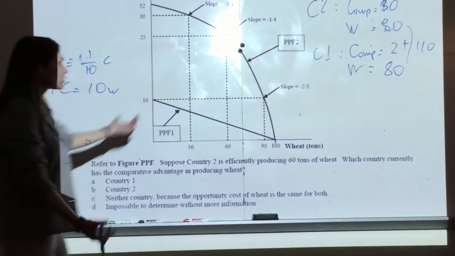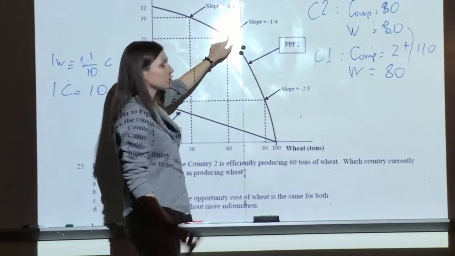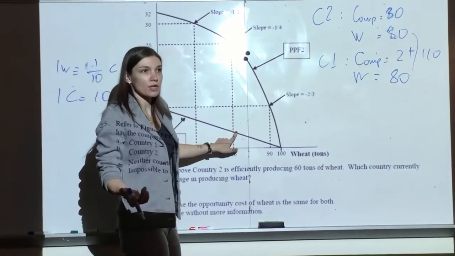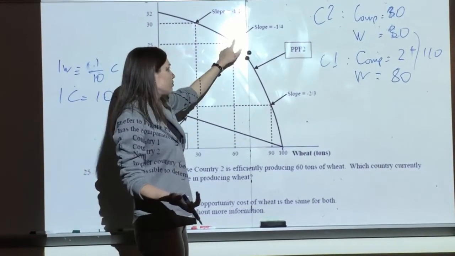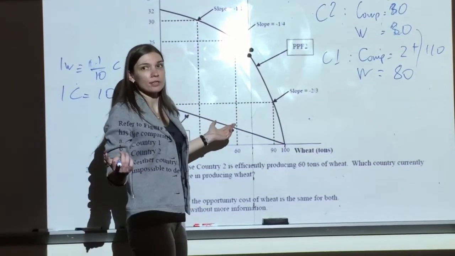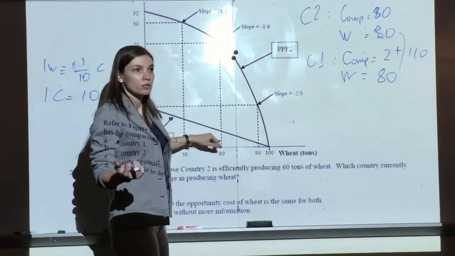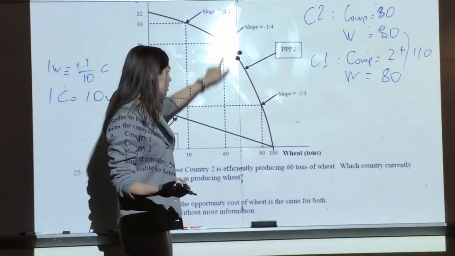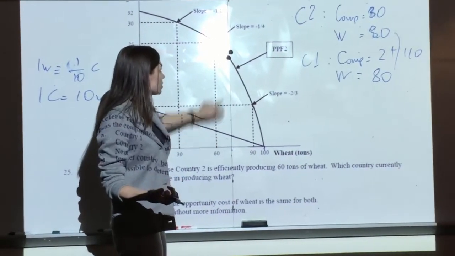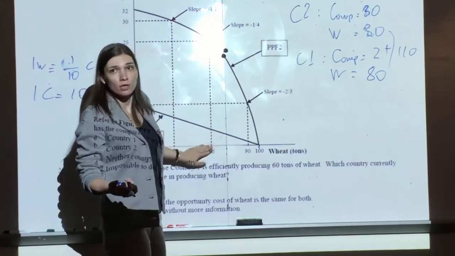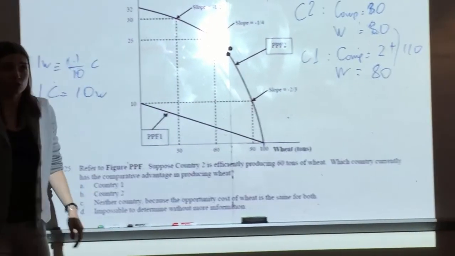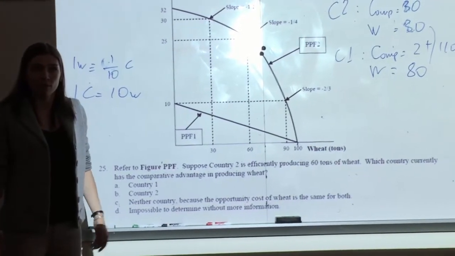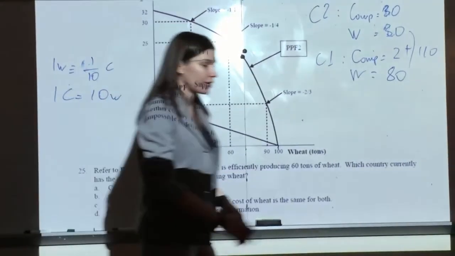Or think of it as the slope. The slope here is 1/4. This is the opportunity cost of wheat. This is always 1/10. So comparing 1/4 and 1/10, that's all there is to it. It's cheaper for country 1 at this point because the slope is 1/10. Here the slope is 1/4. So country 1 has the comparative advantage. Its opportunity cost is lower. Okay, all right, that's it.